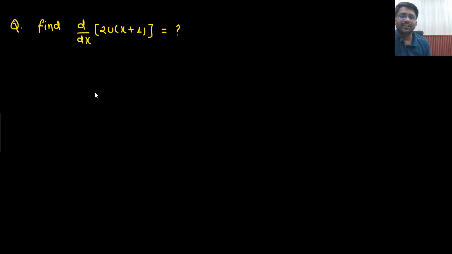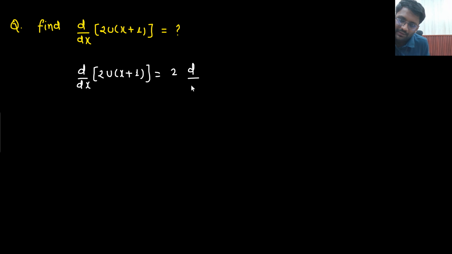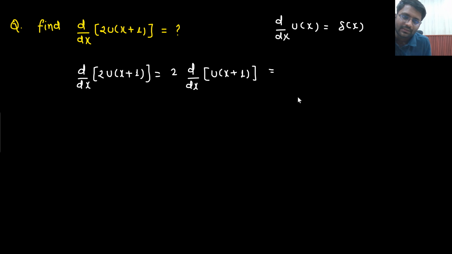You need to differentiate y = 2u(x plus 1). Either you draw the graph, then you differentiate, or you can differentiate directly. d/dx of 2u(x plus 1): the 2 you take outside, d/dx of u(x plus 1). Now do you know one thing? The differentiation of u(x) is nothing but delta(x). So similarly, the differentiation of u(x plus 1) will be nothing but delta(x plus 1). There you go. This is the answer.